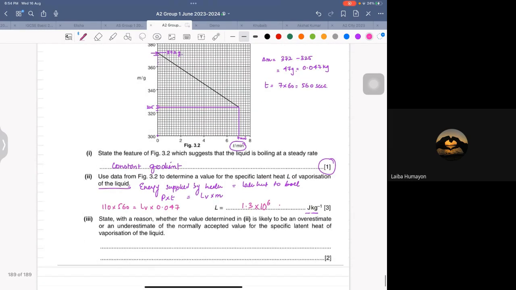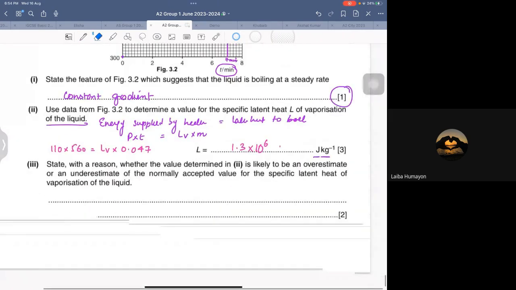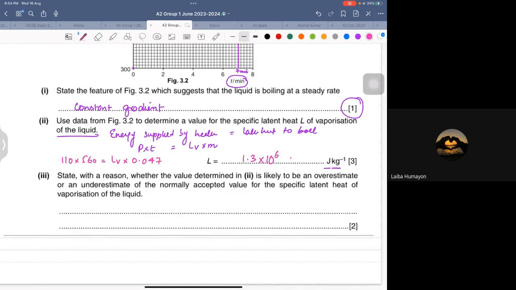let's look at this. You might have seen that I have not added H in this, which is the energy lost to the surrounding. That is actually intentional, because the very next question says, state with the reason whether the value determined is likely to be an overestimate or an underestimate. If they wanted us to include H, they would never ask this question. So be smart and don't try to solve that. Otherwise, you have to take the other reading. We can do that, but it's not important.